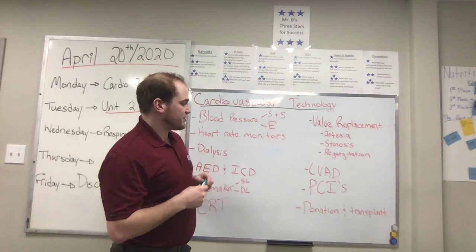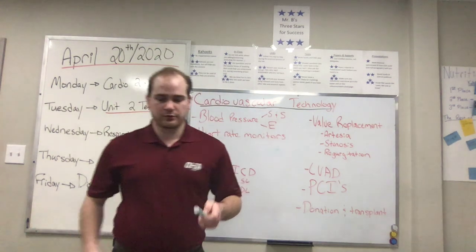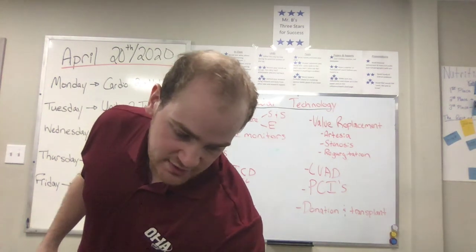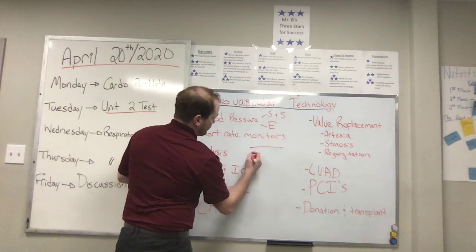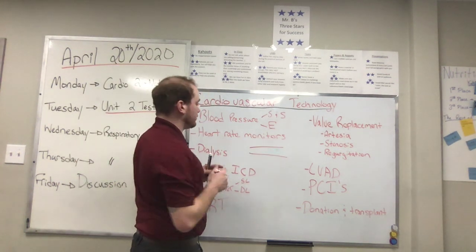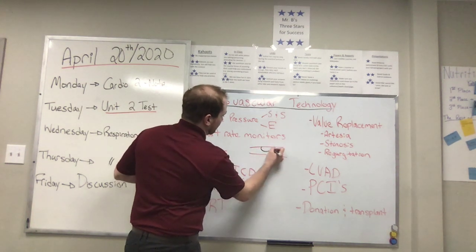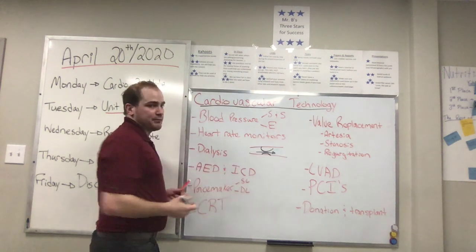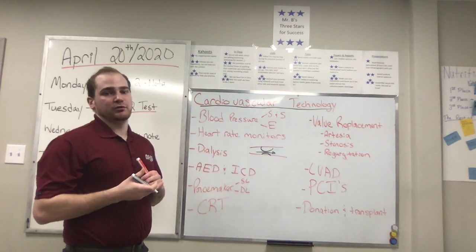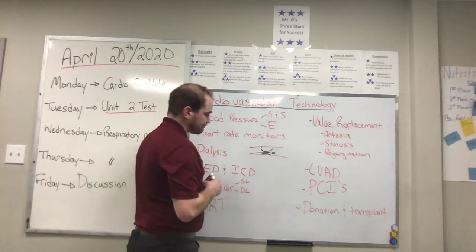PCIs, percutaneous coronary interventions. So we talked about it with arteriosclerosis and coronary artery disease. So in general, if you have arteriosclerosis or atherosclerosis, that means your artery is getting narrowed due to the buildup of plaque. So if your blood's got to pass through, the more plaque buildup you have, the more pressure on your arteries, leading to increased blood pressure.